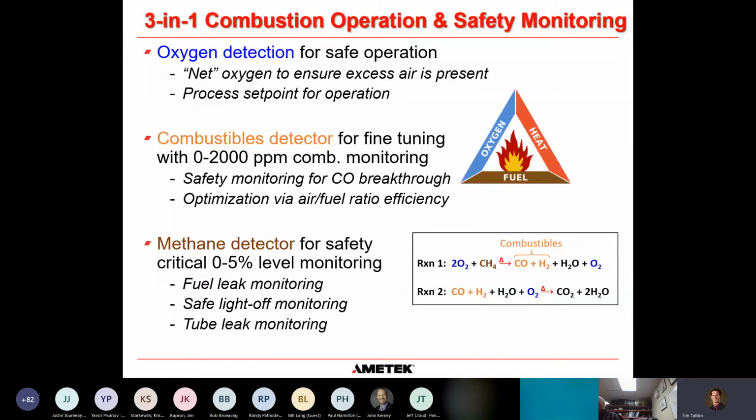So for safety critical 0 to 5% level monitoring, for things like fuel leaks, for safe light off and startup monitoring, and for tube leaks. So really, when you think about combustion, there are three modes of measurement that are important for safety and for operation.